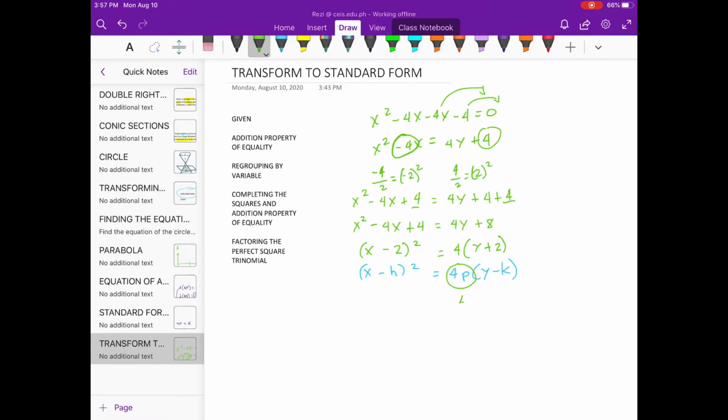Formula of 4p is equal to 4. Therefore, p is equal to positive 1. So if we use this formula, we can determine if it is upward or downward. Our p is positive, therefore the opening is upward.